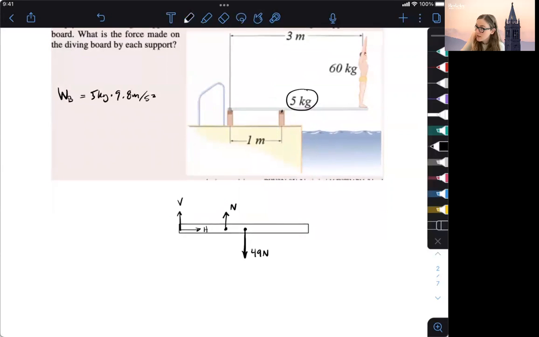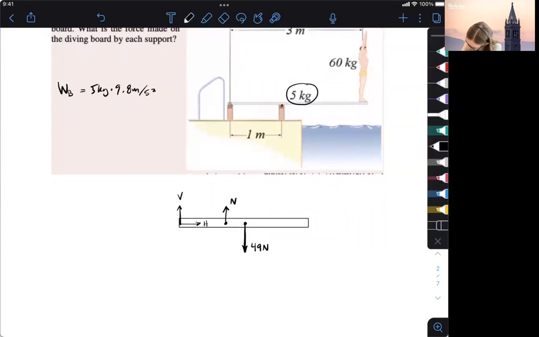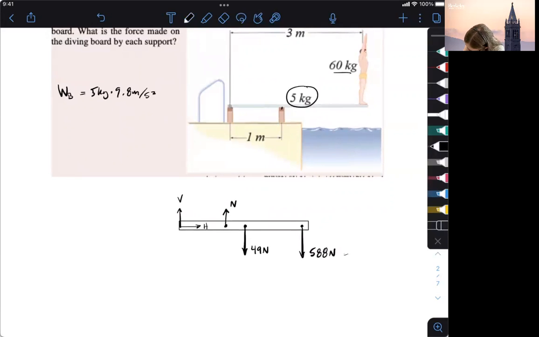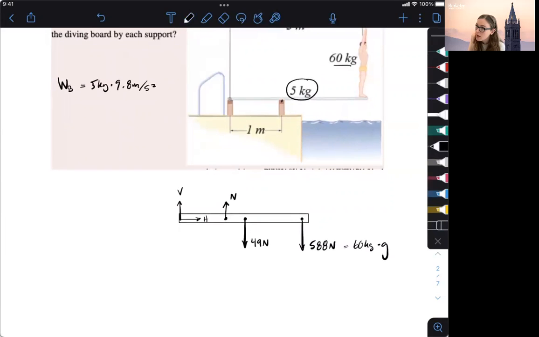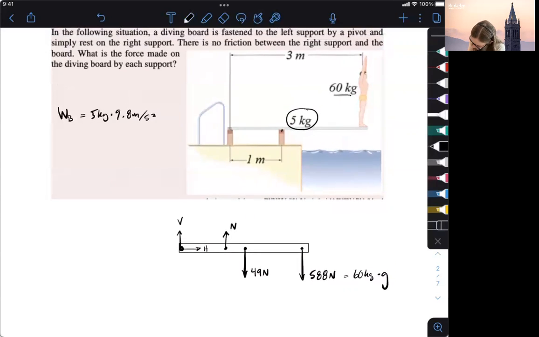Then we have the person on the end here. Our person on the end also has weight, right? And so we're going to put the weight at that point. We have 588 newtons, which is just the 60 kilograms times gravity. Okay, so those are all of our forces that we have here. So we have this axis that we're going to choose as our rotation point, and then we just put all the forces on the board.